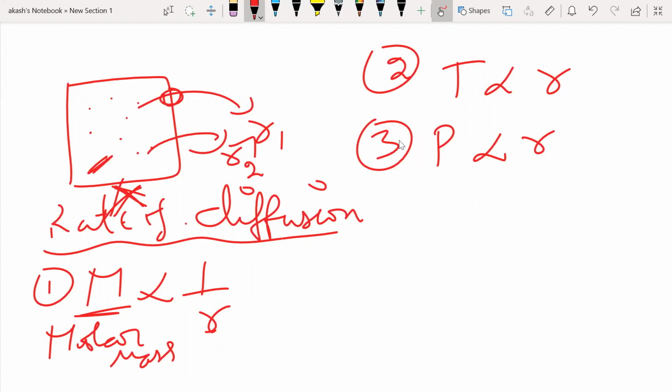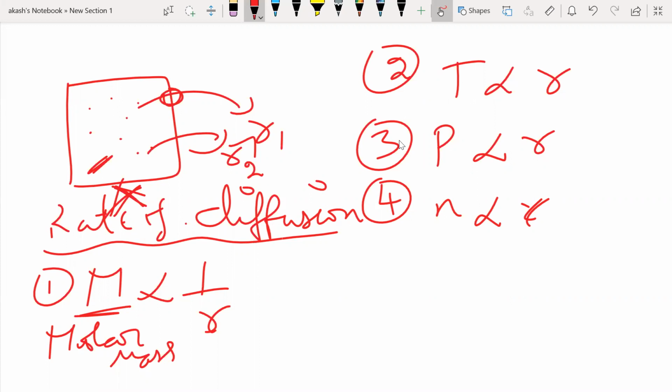Obviously the number of molecules. The number of moles is a better way of looking at it, because I know number of moles and number of molecules are related. So obviously the more molecules there are, the more molecules will come out also, correct? So in this case also, it's going to be directly related to the rate of diffusion. Okay, so these four are the factors.